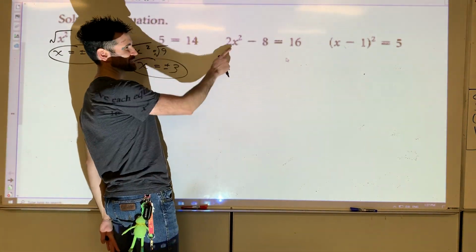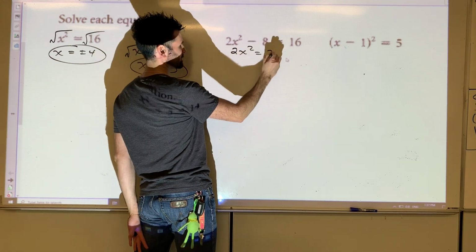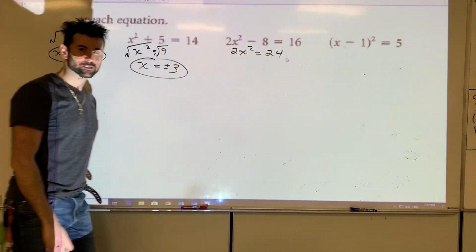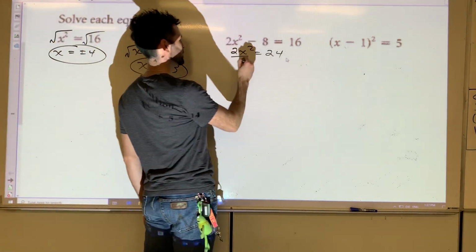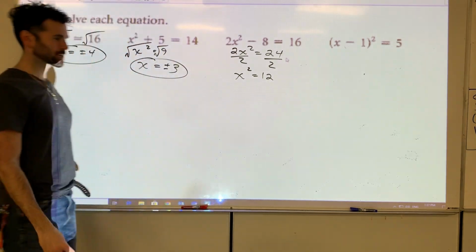This one, need to isolate the x squared variable, so it's a two-stepper. Add 8 to both sides. And now what? Divide by 2. Good, you guys are so smart. Thank you. I basically don't even have to teach. So now you have x squared equals 12.